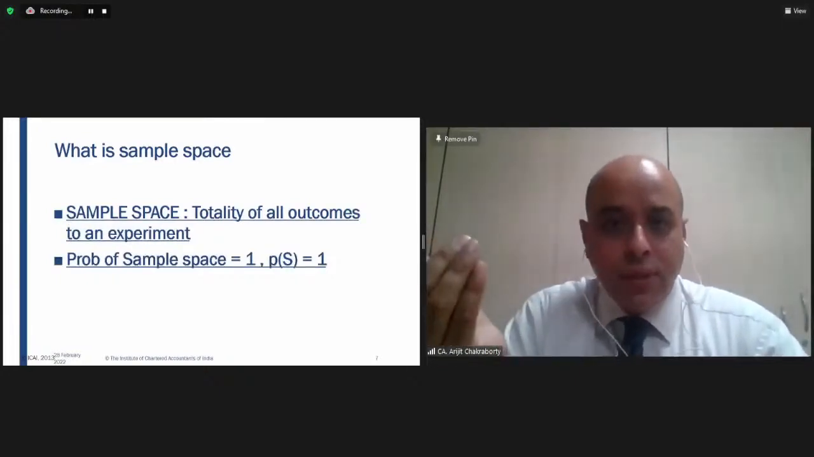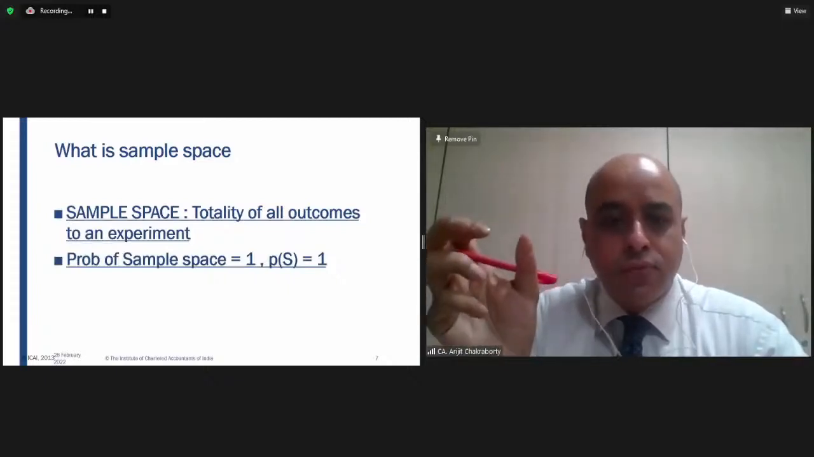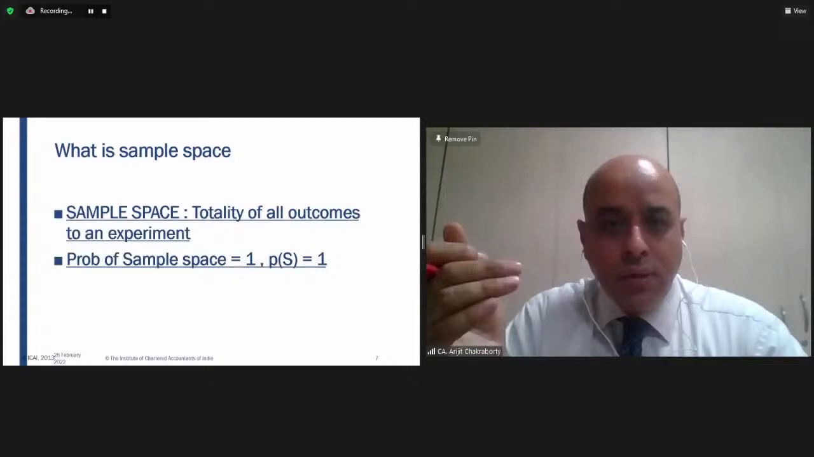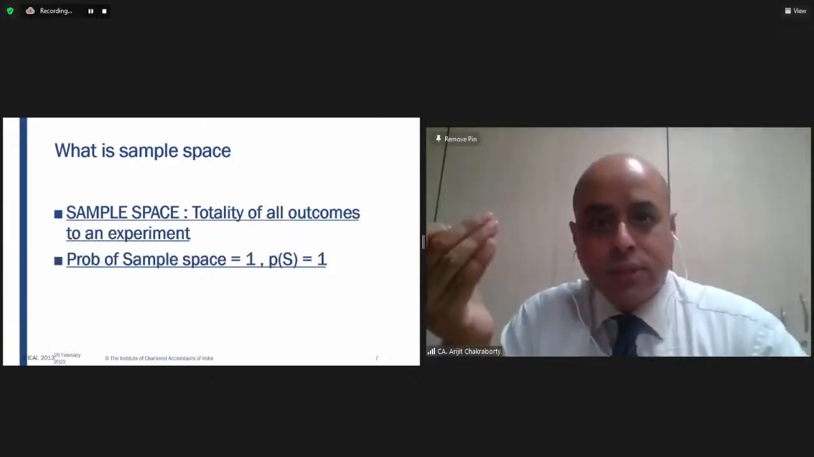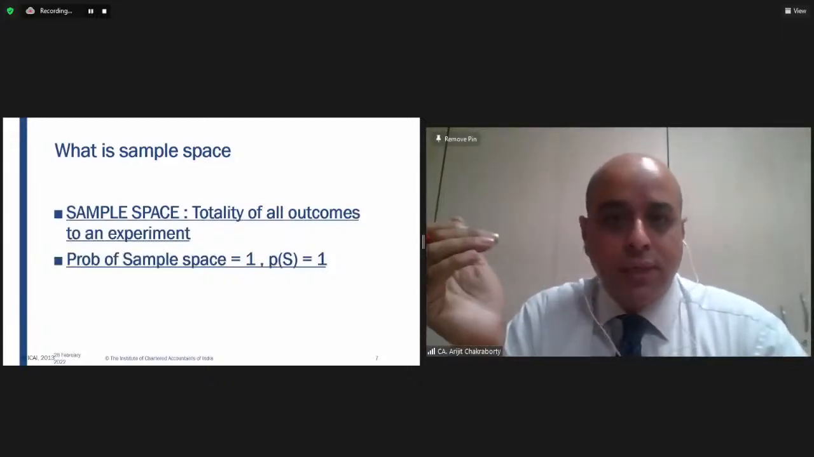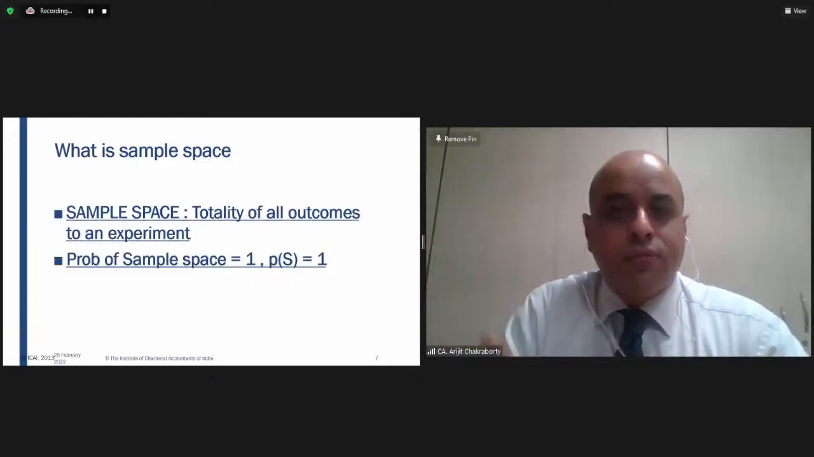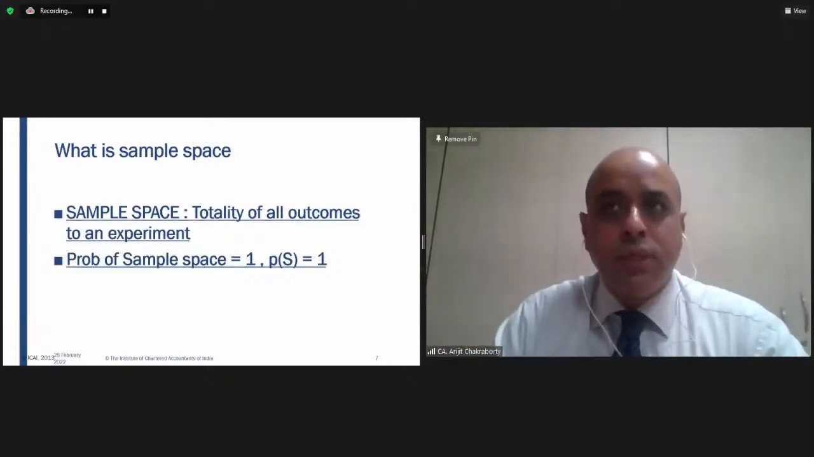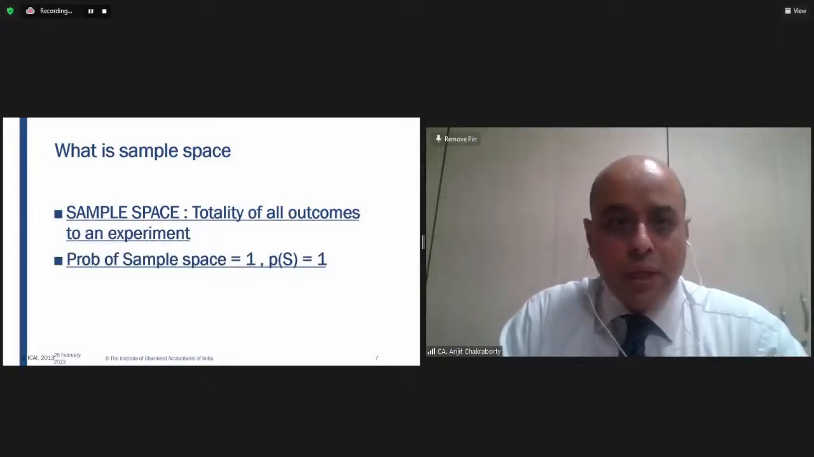The total probability of the sample space has to be equal to 1. This is a very important concept from the question point of view. If a question comes asking what the total probability of a sample space is, is it 0? Is it 1? Is it, say, half? Or is it none of the above? The answer is that the total probability of the sample space is equal to 1. So this is sample space.